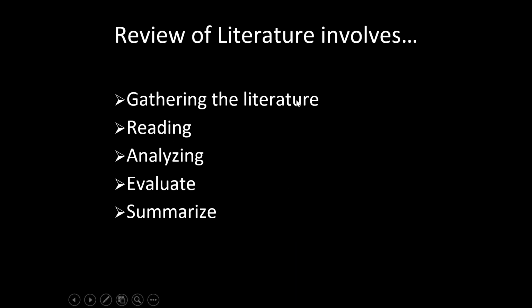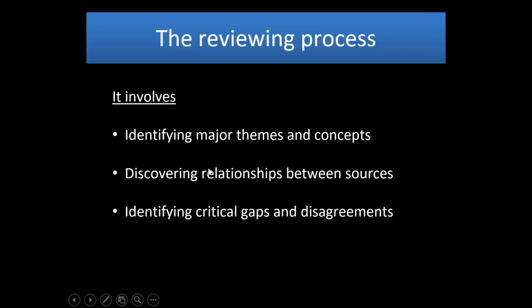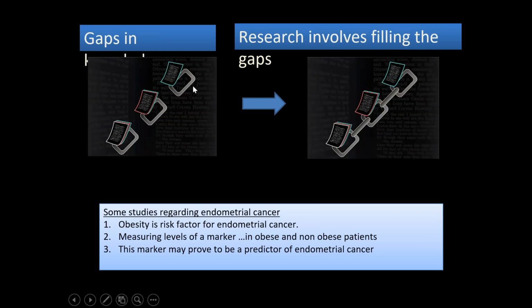It involves gathering the literature, reading it nicely, analyzing it, evaluating it and summarizing it. That is how it logically goes. So the reviewing process involves identifying main themes and concepts, discovering relationships between sources, and identifying critical gaps and disagreements. So like this, there are gaps and research fills in these gaps. I like to do this in my thesis.